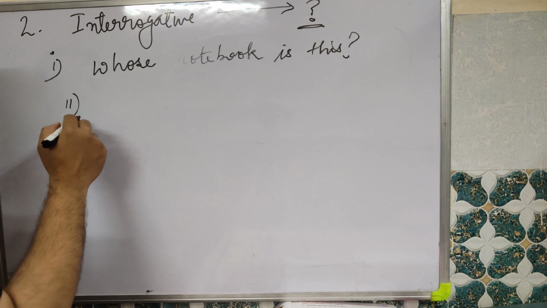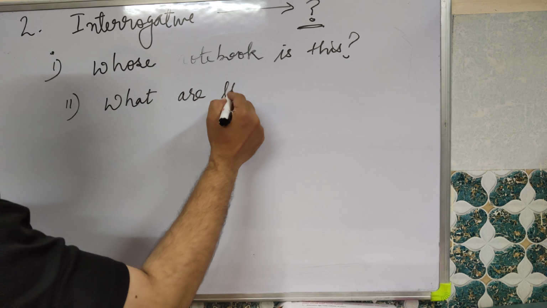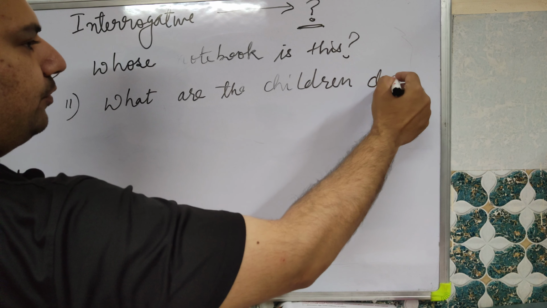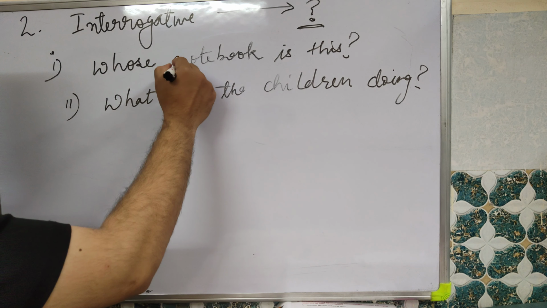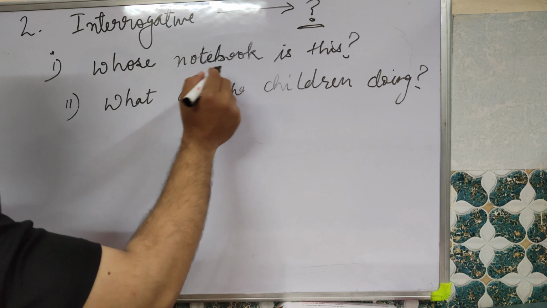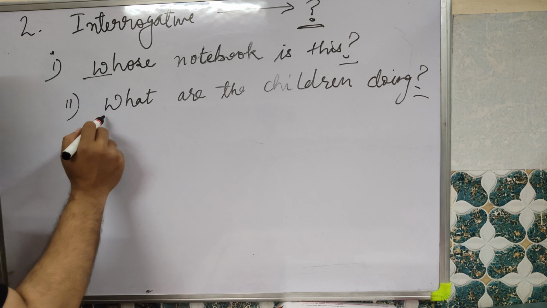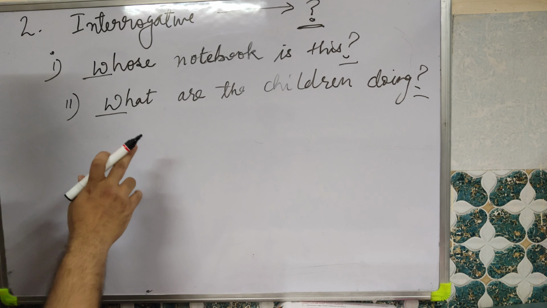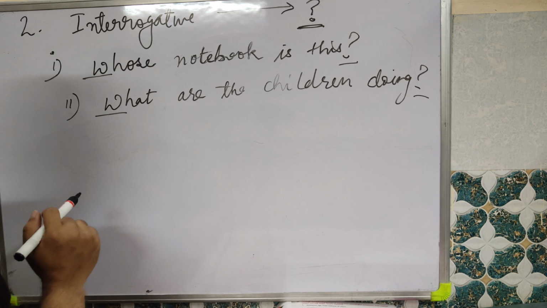Alright, let's see a second example over here. What are the children doing? Okay, what are the children doing? Now you can see over here that all the sentences are ending with a question mark, and one more thing, they all start with capital letters. So you have to keep in mind that you have to start the sentence with a capital letter, and always end the sentence with a question mark.